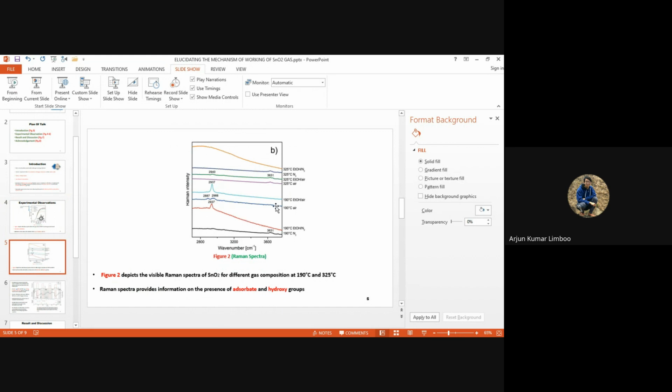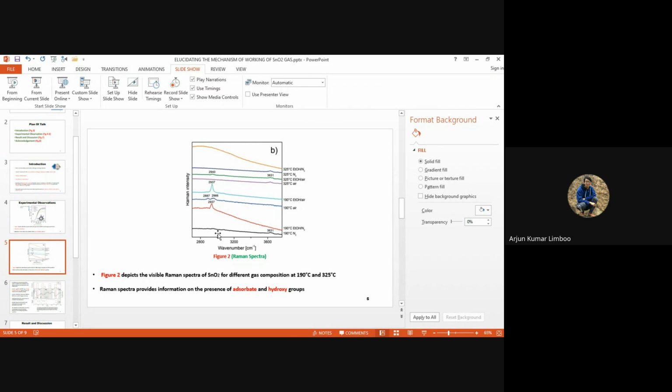And switching to air at 190 degrees Celsius, there is a decrease in the intensity at 2937 centimeter inverse, and a new Raman band appears at 2887 centimeter inverse and 2966 centimeter inverse. These two combine to form the formate species, which is found due to the partial decomposition of the acetate group. And upon switching to ethanol and air at 190 degrees Celsius, the Raman feature is no longer seen. Only the acetate group is present at 2937 centimeter inverse.